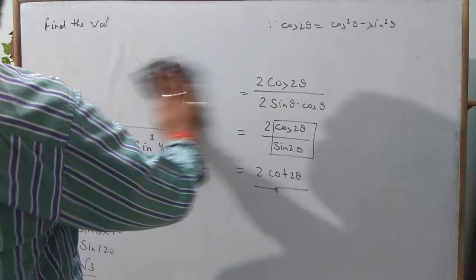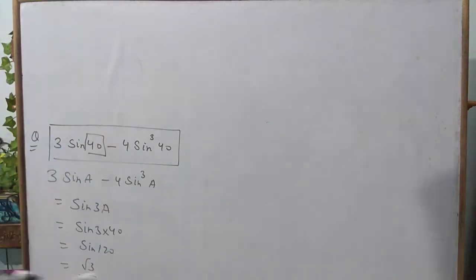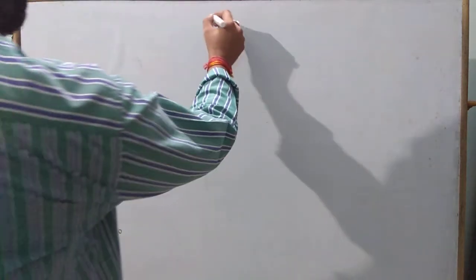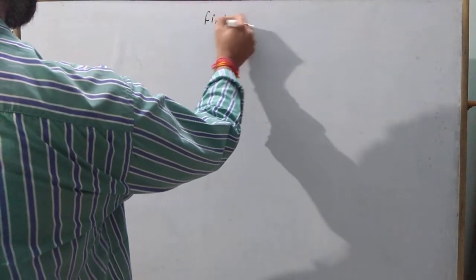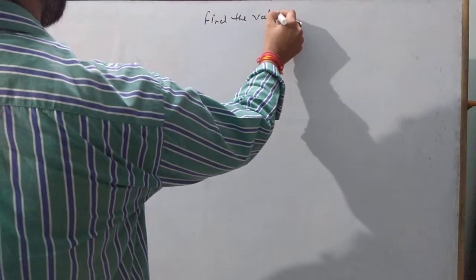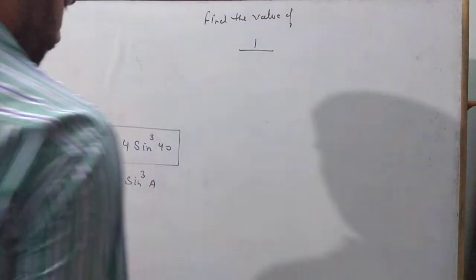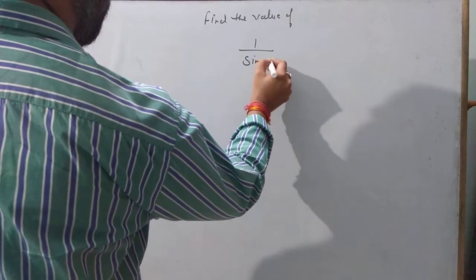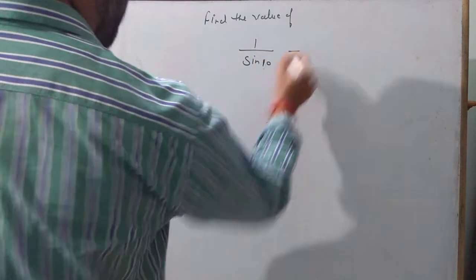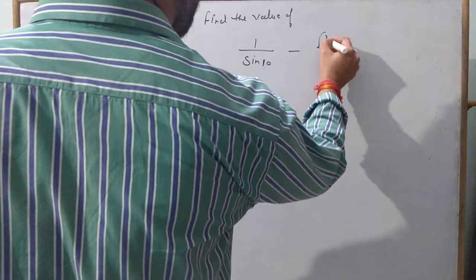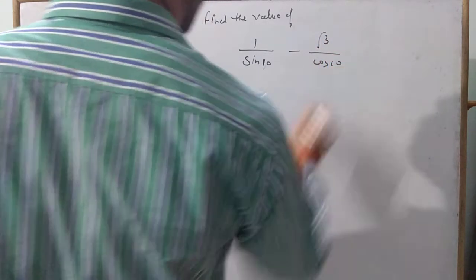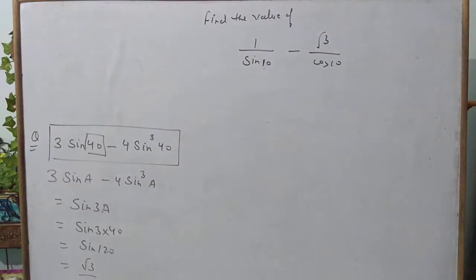These are simple questions. These types of MCQs come in the examination also. Suppose a question is given: find the value of 1 upon sin 10 minus root 3 upon cos 10. This is the question given, find the value.